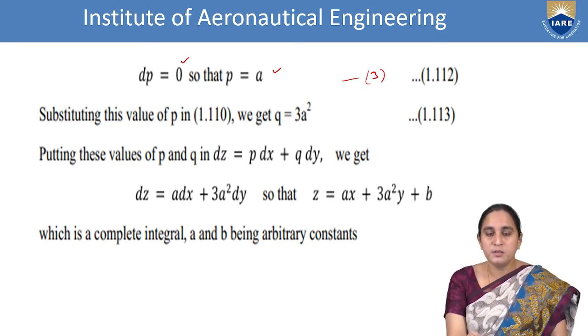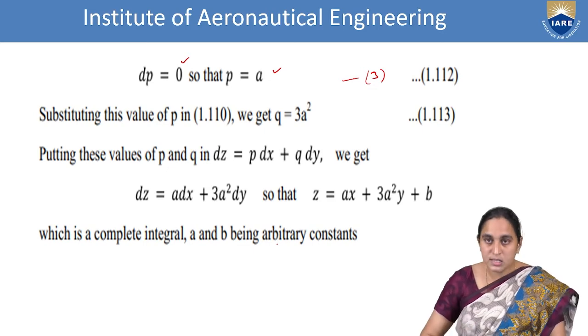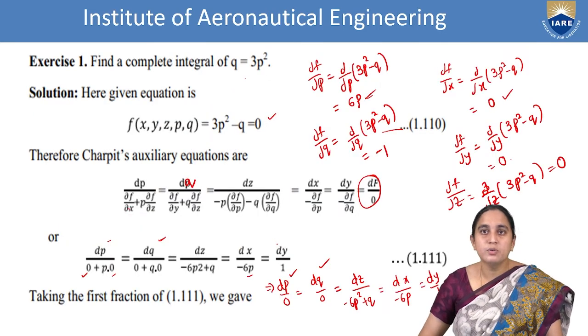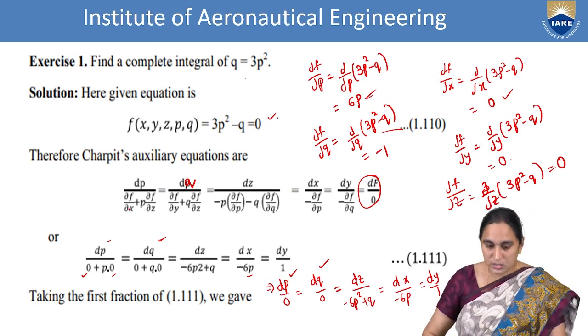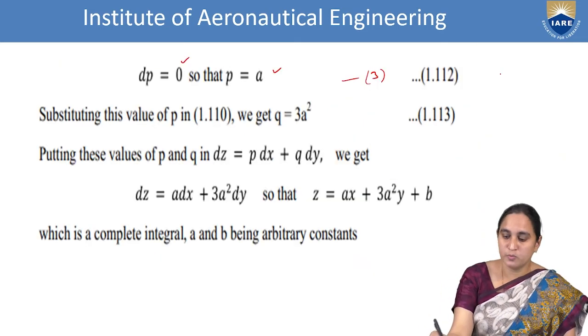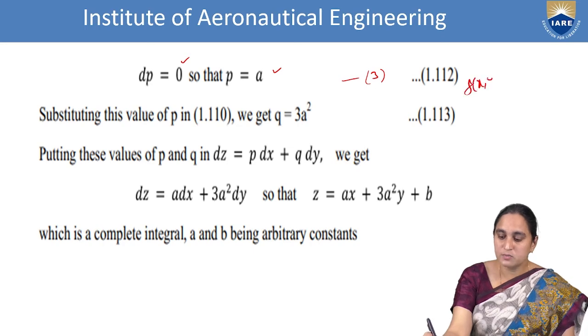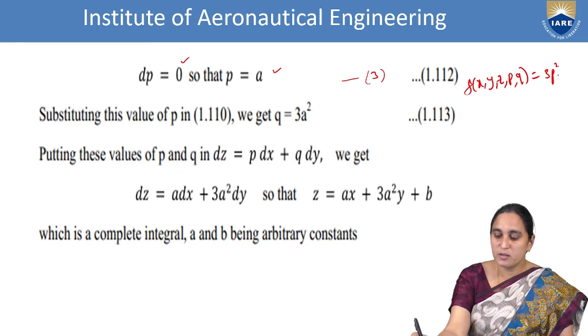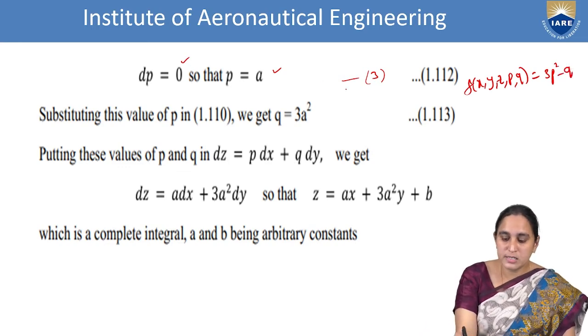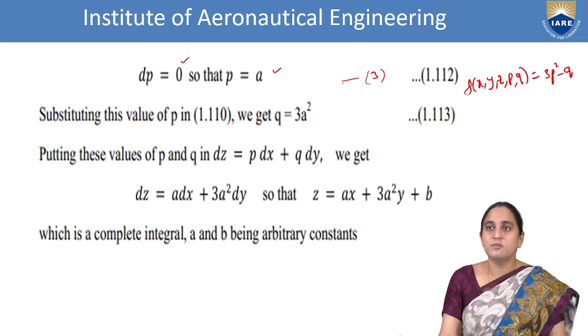Okay, if you got the p value, from that you get the q value. Now substitute that p value in the given question. What is the given question here? f of x, y, z, p, q is equal to 3p square minus q. From the auxiliary equation we already got p is equal to a.